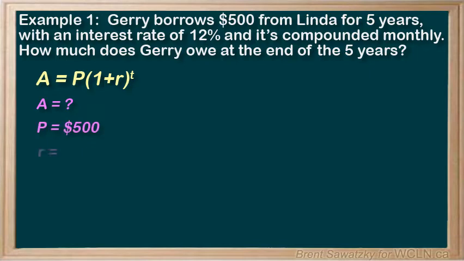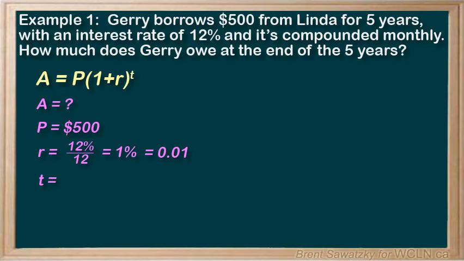Now our interest rate. R is supposed to be per the compounding period. So what is the interest rate per month? Well, if it's 12% per year, then it would be half that, 6%, for a half a year, or for 1 month, it would be 12 divided by 12 is 1% per month. So 1% is 0.01.